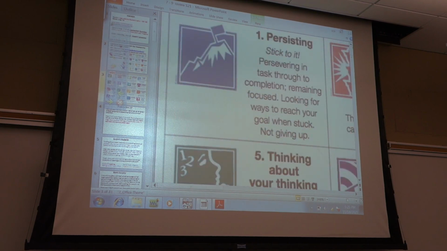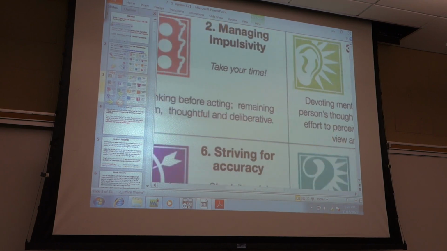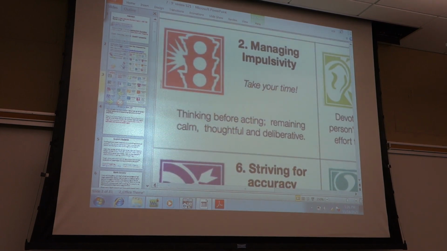All right, first one, Francois, read the first one for me. Persistent. Stick to it. Persevering is staying with a task through to completion, remaining focused, looking for ways to reach your goals, not giving up. Okay, I'll make it bigger for folks. This is one of my tough ones. This is one of the ones I need to work on.